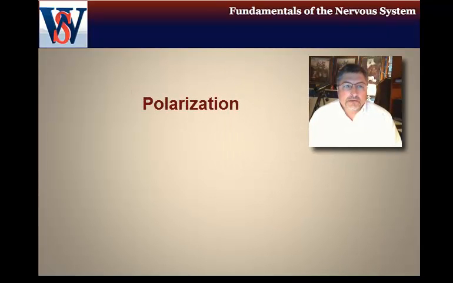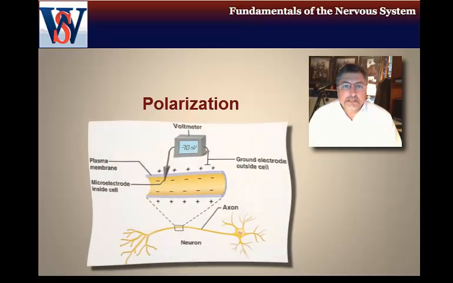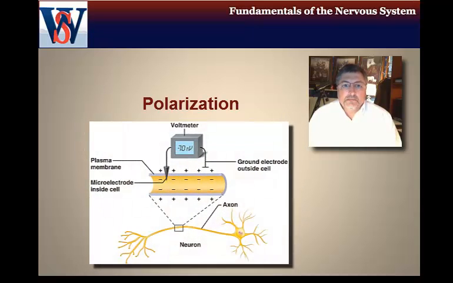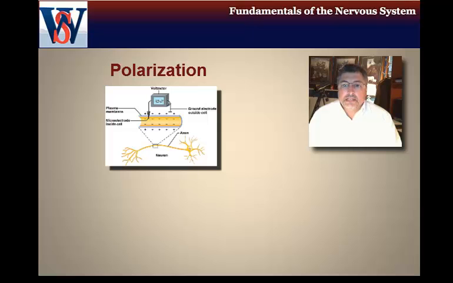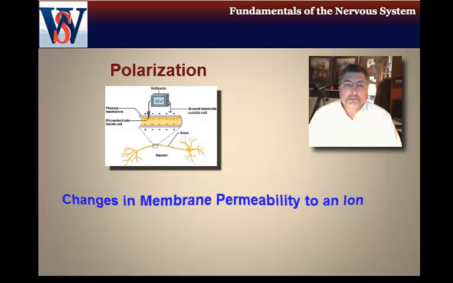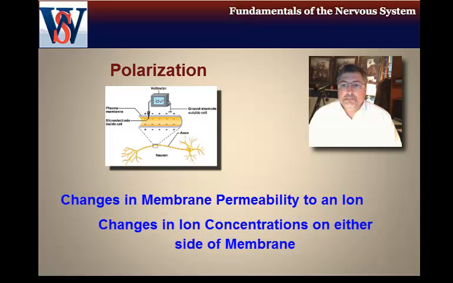Now recall, polarization is the concept that says that at rest the cell membrane is at a polarized state. It's net positive on the outside with respect to the inside of the cell. Now that is going to give us a membrane potential at rest. Things that would change that membrane potential would be anything that would alter the permeability of the ions, or anything that would change the concentration of the ions on either side of the membrane at rest.